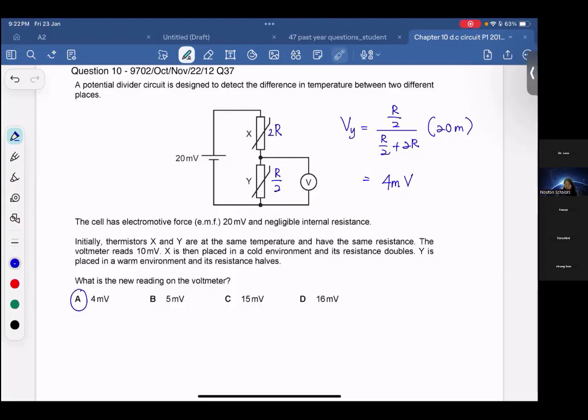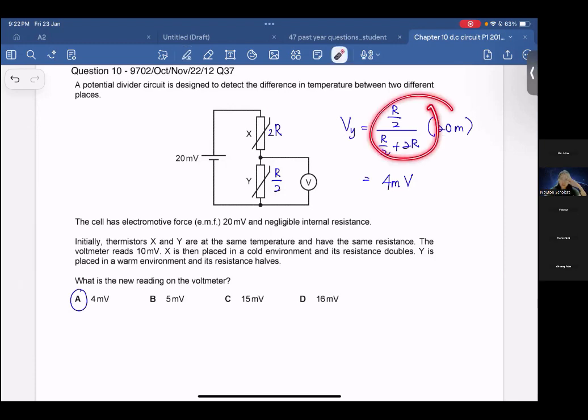The rest in between, I'm not going to show, as this is mathematics. You have to move there and then cancel out. So at the end it is 4 milliwatt. Okay.